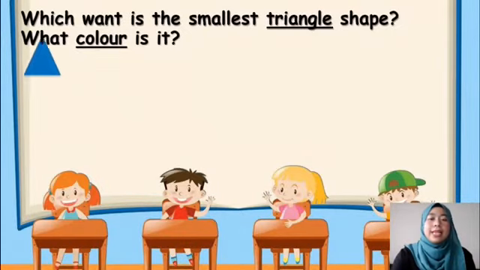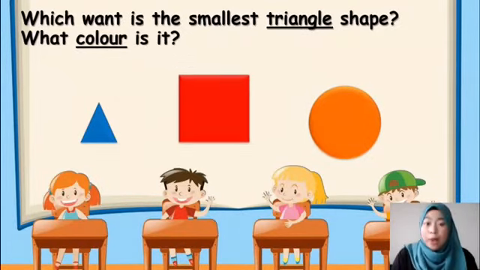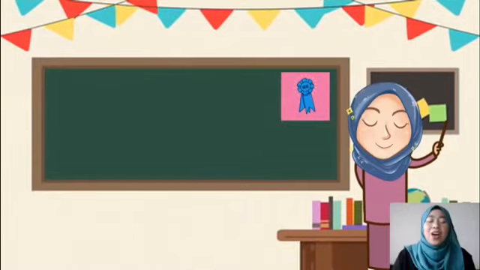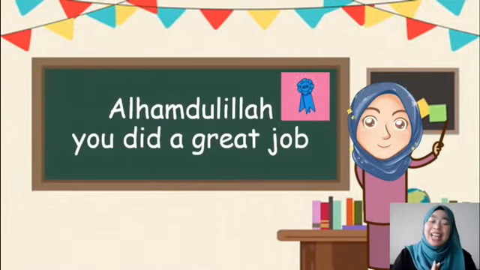Okay, for the last exercise. Which one is the smallest triangle shape? Smallest triangle shape. And what color is it? Which one, children? Can you say what color is the smallest triangle shape? Yes, this one. The blue smallest triangle shape. Well done, children. Alright. So, alhamdulillah, you did a great job today, children.